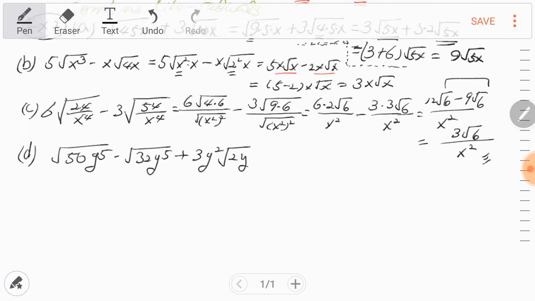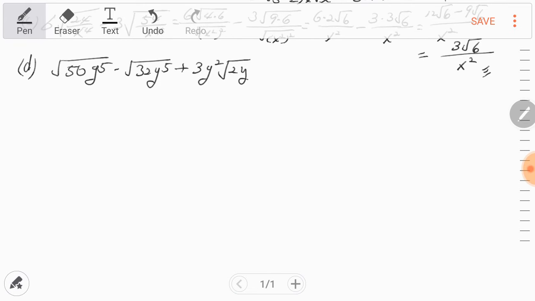Okay, let's try letter D. Okay, then the first expression is 50 is equal to 2 times 25. So 2 times 25. And y to the fifth power is what? y squared times y.